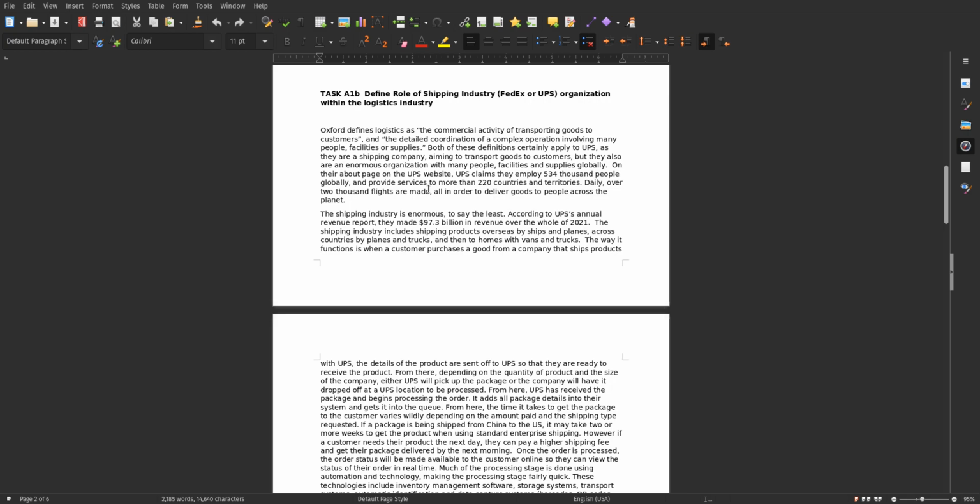On the About page on the UPS website, UPS claims they employ 534,000 people around the world and provide services to more than 220 countries and territories. That's billions of people they serve. Billions. Let that sink in. Daily, over 2,000 flights are made, all in order to deliver the goods to people across the planet. Shipping industry is enormous, to say the least.